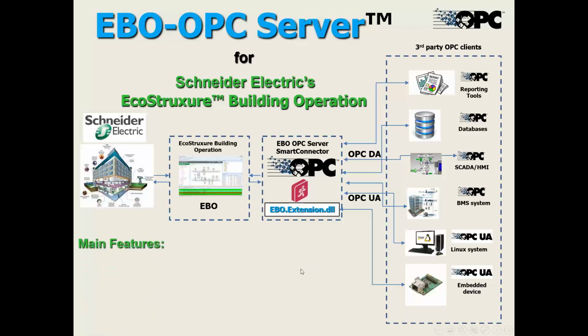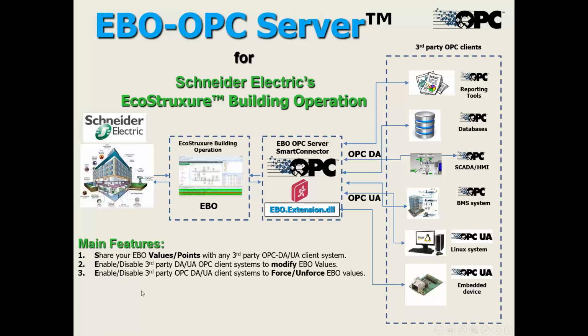The main features of the EBO-OPC server are: share your EBO values and points with any third-party OPC DA or UA client, or enable or disable third-party OPC DA clients to modify EBO values. Enable or disable third-party OPC DA clients to force or unforce EBO values. Share your EBO alarm statuses with any third-party OPC DA or UA client system.